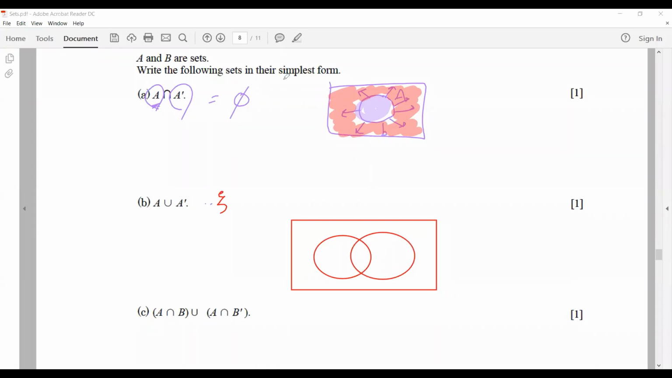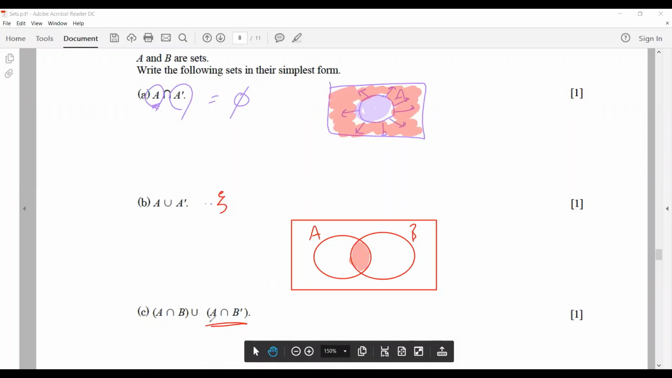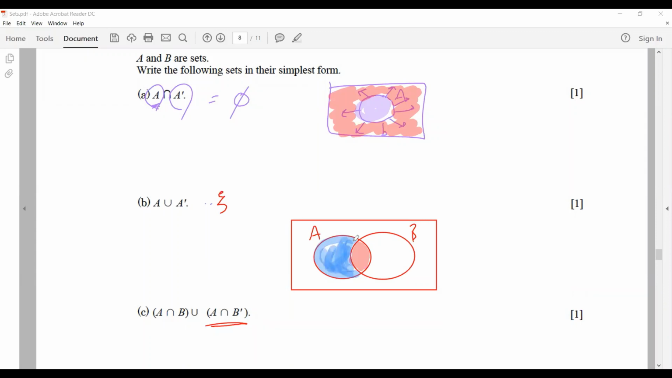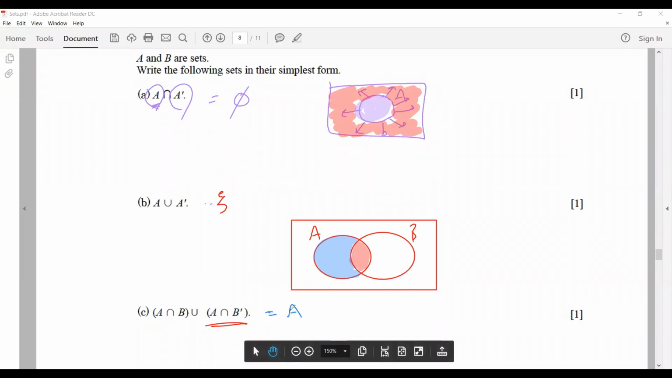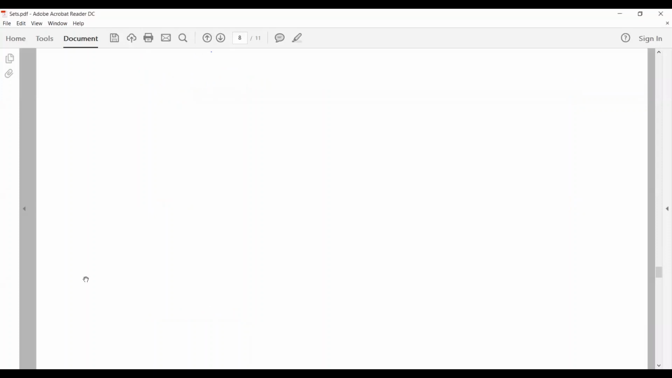The first one says A intersect B. So it's this region, that's clear. Let me label that A and B. The second one is A intersect B complement. If you imagine everything outside B and then its intersection with A, we have only this region. And now if we add these two regions together, that should give us A, the whole circle, right? So the answer is A. And let's move on to the next question.